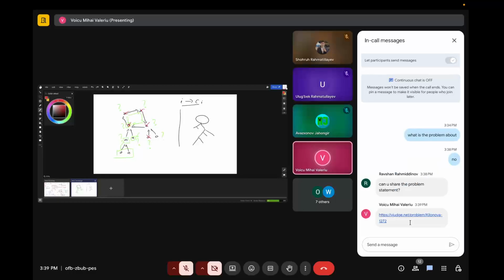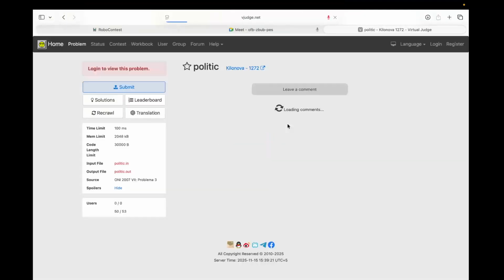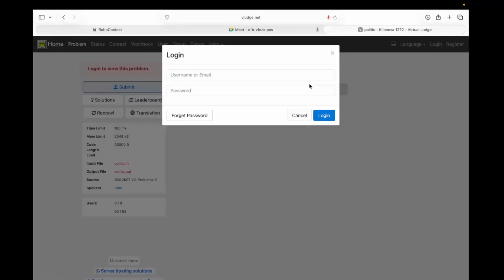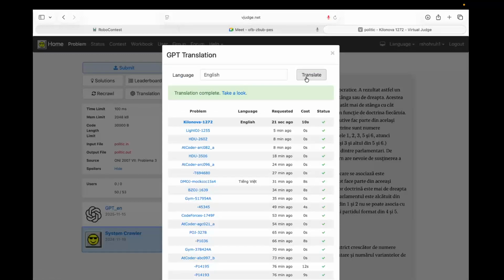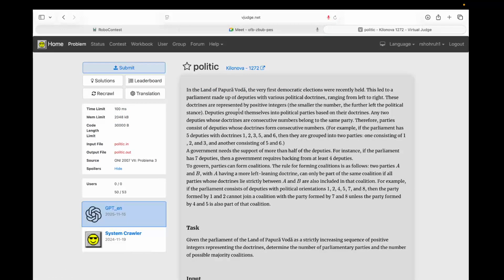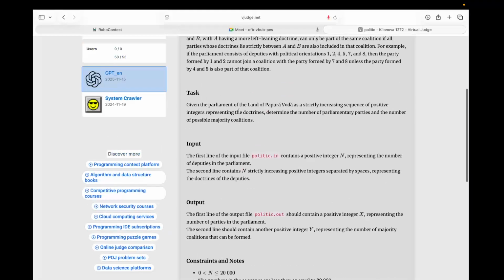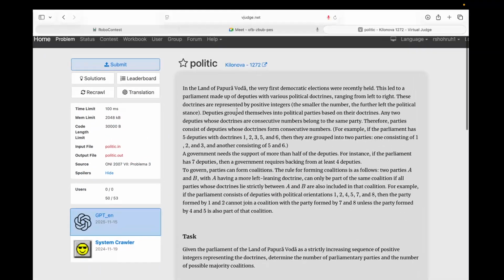This is the problem statement, but it's not yet translated, unfortunately. It's not this one. God damn it. No, it's not this one. Oh God. There are multiple problems called politics.